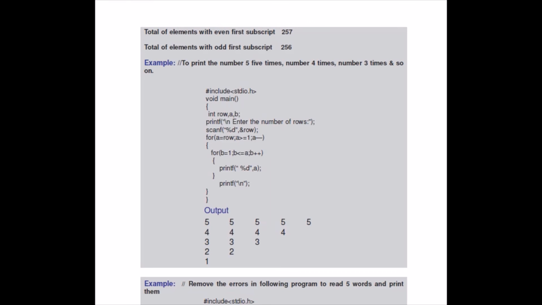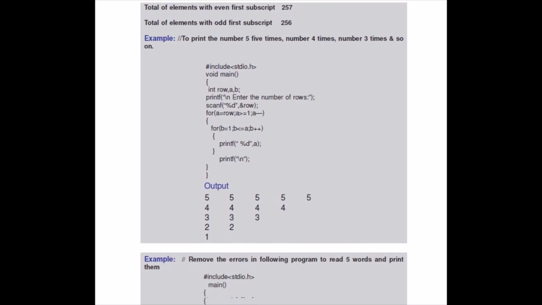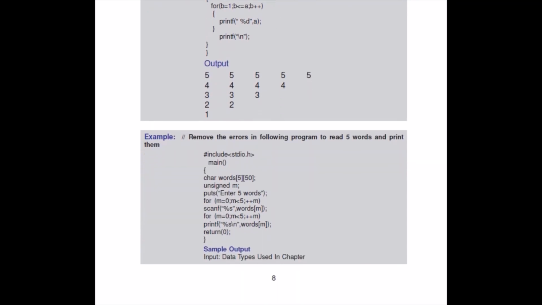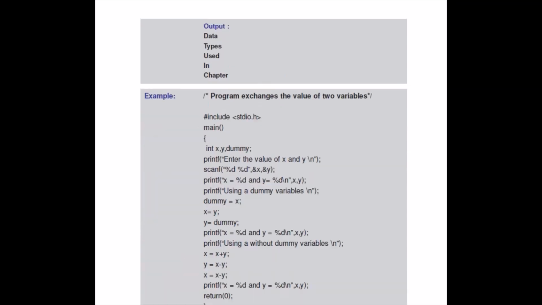There are a few more examples of C programs to print number 5 times, number 4 times, and number 3 times, and so on. Remove the errors in the following programs. We need to remove an error. Program exchanges the value of two variables.